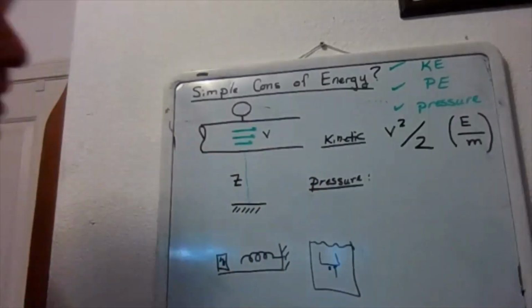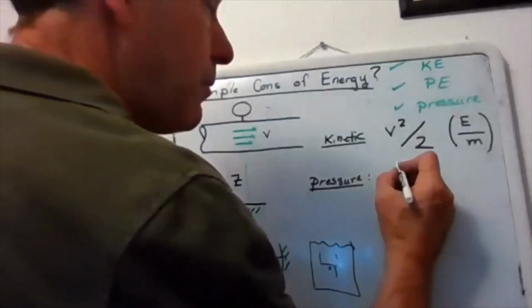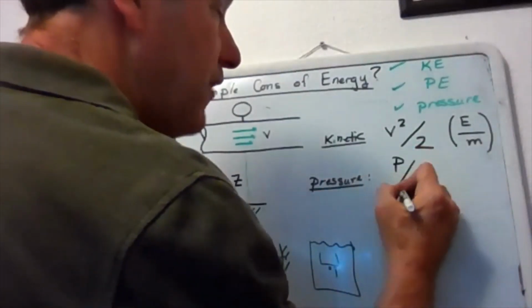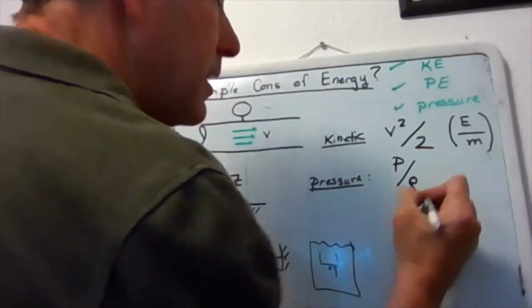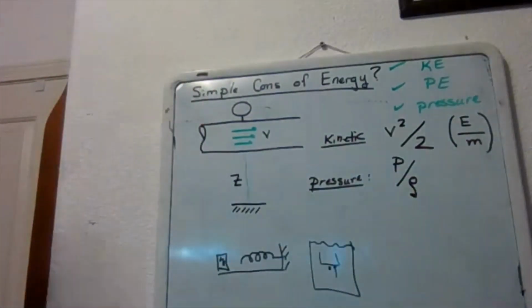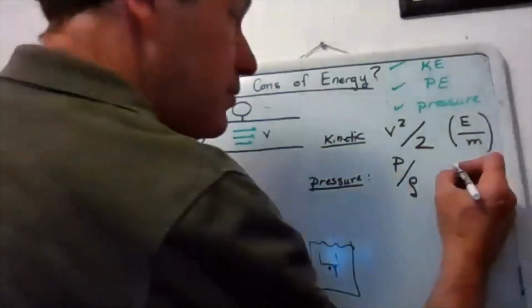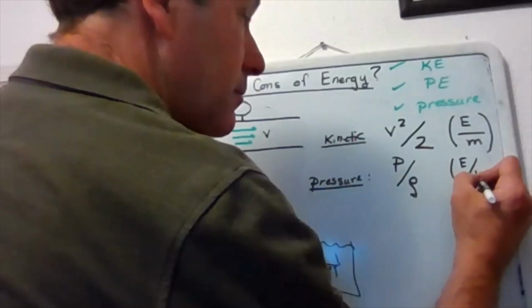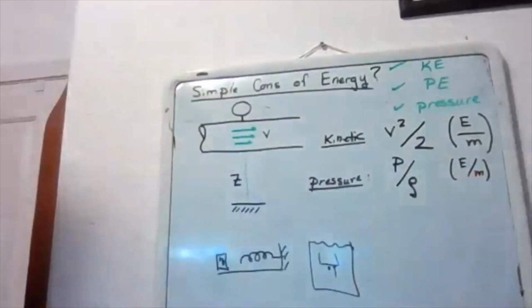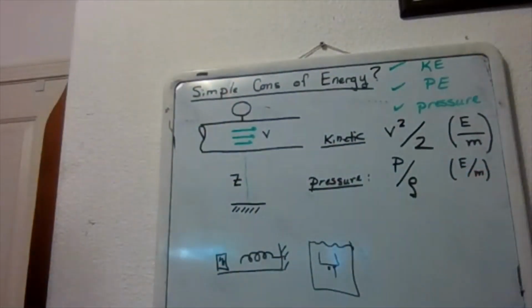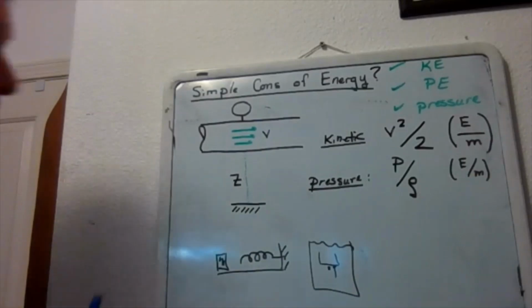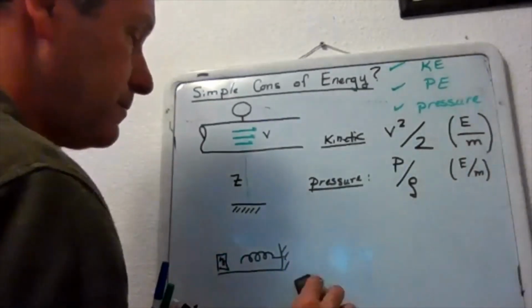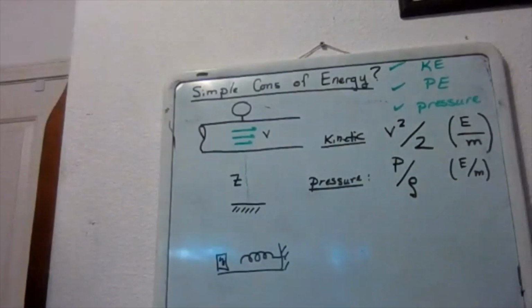Well, it turns out that to get similar units, what we need to do is take pressure and divide it by fluid density, okay? And that's how we're going to characterize pressure energy in units of energy per unit mass. Okay, one to go. I know this is not crystal clear, but I think once we start doing some computation, it'll start to become a little bit clearer.